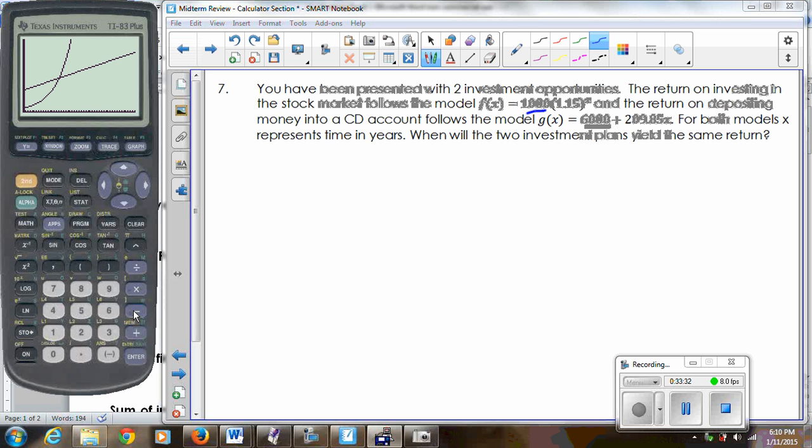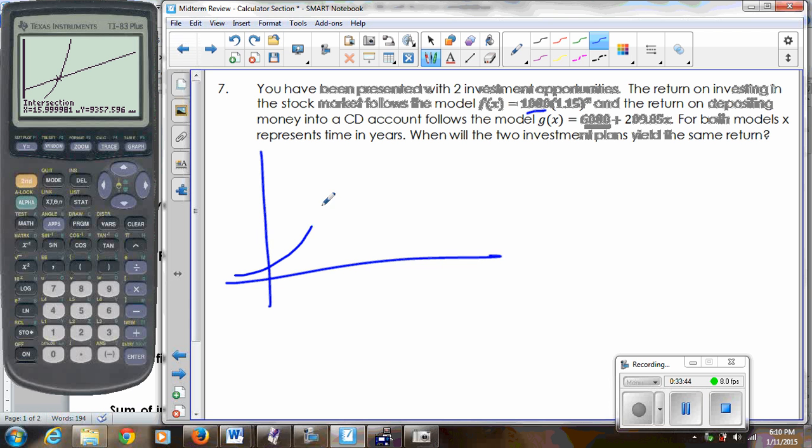It says, when will the 2 plans have the same return? I'm just going to use second calc, intersect, and find that place of intersection. So this one's going to be best solved using the graph. And that point occurs at 15.99999, which is actually 16 years. And the total in the accounts would be a little over $9,357.60.